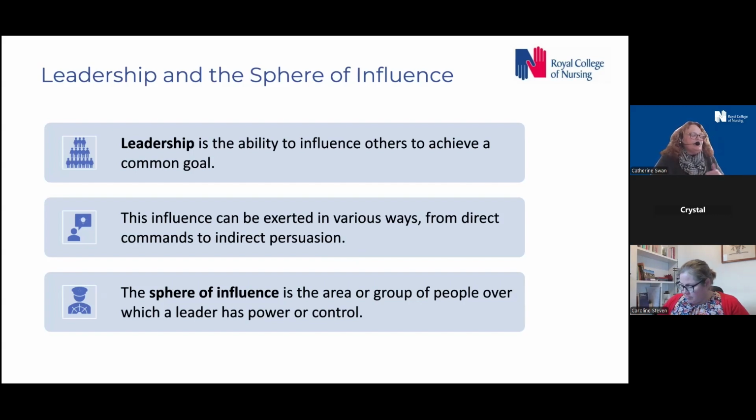And then we're going to look at the sphere of influence in this area. This is a sphere of influence in the area of a group of people over which a leader has power or control. And that's the way they've written it, but it's not that power and control, it is that people listen. You listen to them and they listen to you. And together as a group, you have that power to move forward. But you yourself also need to have that power.